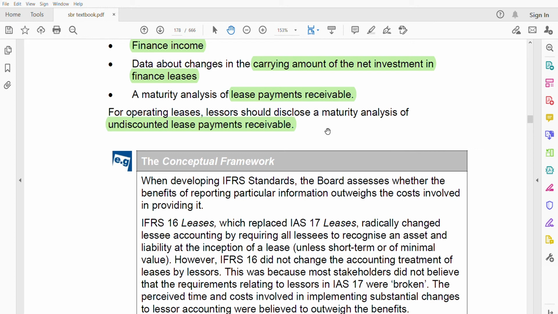You are receiving this payment annually. Every year you are receiving it. It is spread over the lease term. Every year you are receiving payment.